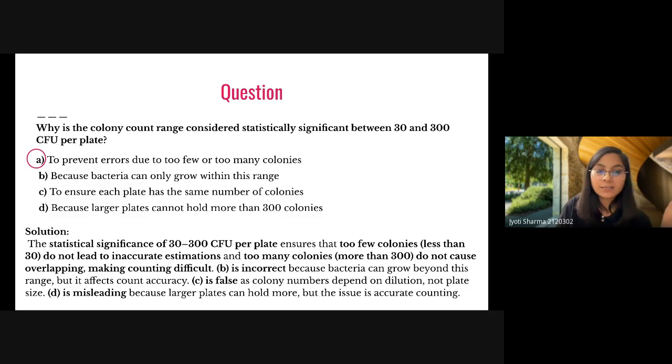The statistical significance range of 30 to 300 per plate ensures that too few colonies do not lead to inaccurate estimation, and too many colonies do not cause overlapping, making counting difficult. So that's why A is the right answer.